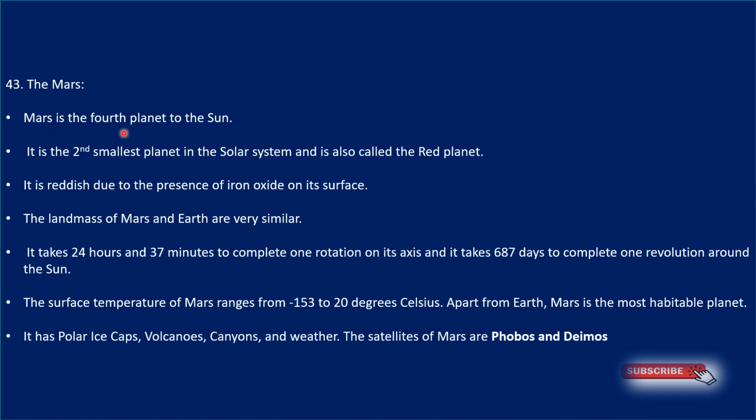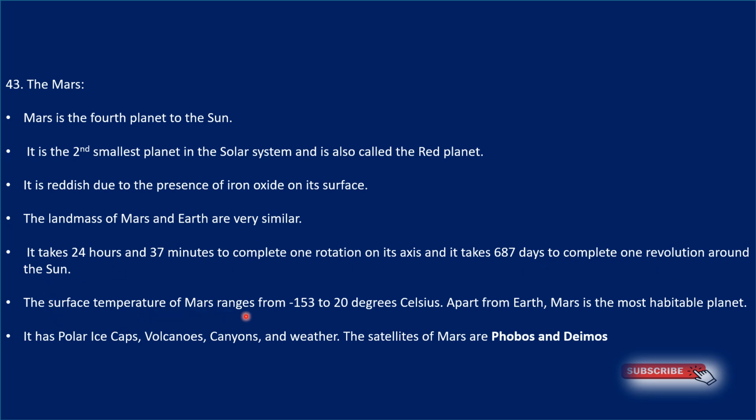Mars. Mars is the fourth planet from the Sun. It is the second smallest planet in the solar system and is also called the red planet. It is reddish due to the presence of iron oxide on its surface. The landmass of Mars and Earth are very similar. It takes 24 hours and 30 minutes to complete one rotation on its axis and it takes 687 days to complete one revolution around the Sun.